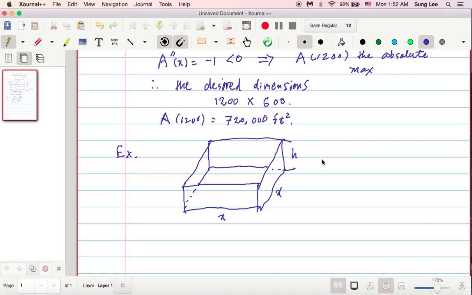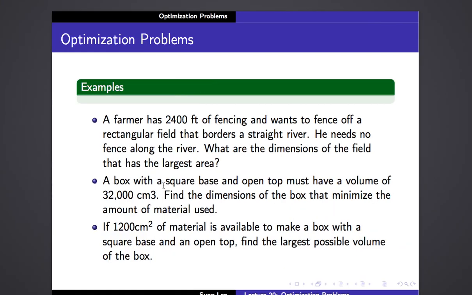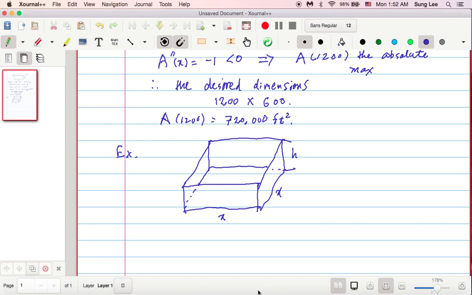The volume is given. What does it say? Must have a volume of 32,000 cubic centimeters. So here's the volume, which is given by x squared times h. That has to be 32,000 cubic centimeters. I'm not going to write down the unit.